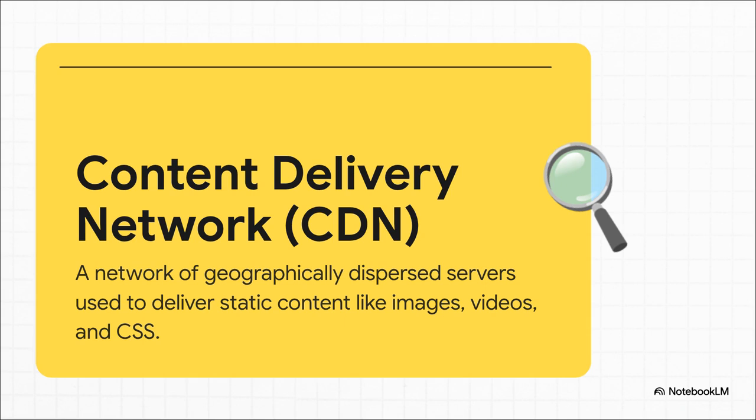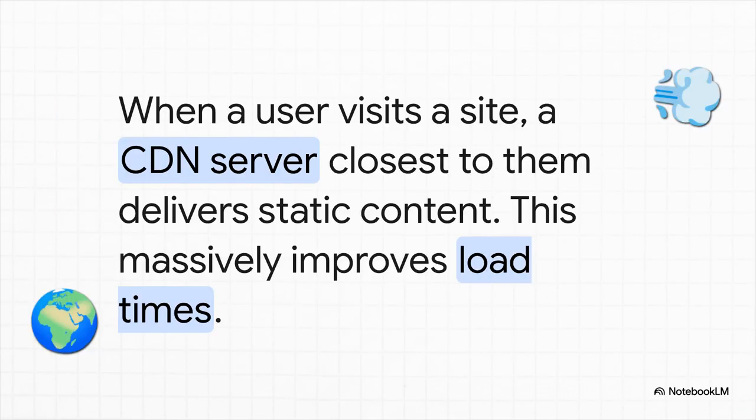Caching is amazing for our data, but what about all the heavy stuff? Images, videos, big code files. For that, we use something called a content delivery network, or CDN. This is basically a whole network of servers spread all across the globe that store copies of our files. And the benefit here is enormous.